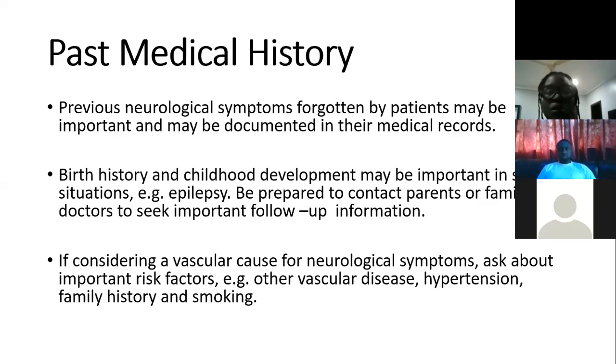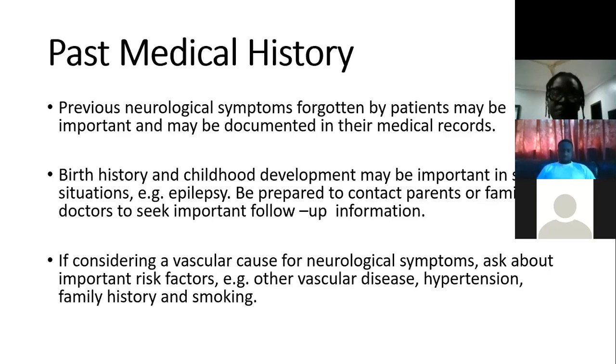Okay. So the past medical history, you would look at any previous neurological symptoms that the patient might have had. Sometimes it might be important to go into the childhood history. Is there a history of epilepsy in childhood? Is there any associated symptom? Is there hypertension, for example, any other vascular disease?